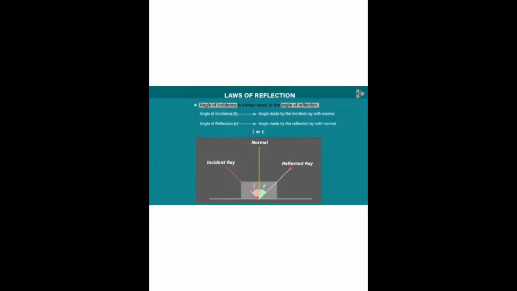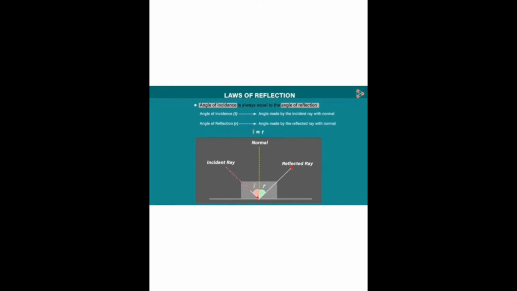Okay. So next are the laws of reflection. The first one is that the angle of incidence is always equal to the angle of reflection. See the diagram. When the incident ray is incident on the surface, it gets reflected. Now draw one perpendicular line between the incident ray and the reflected ray. So now what happened? The angle of incidence is equal to the angle of reflection.